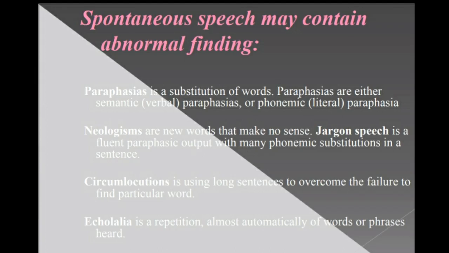Neologisms are new words that make no sense. Their use may be considered a type of paraphasia or word substitution, like using words which do not exist. Jargon speech is fluent paraphasic output with many phonemic substitutions in a sentence. Circumlocution is using a long sentence to overcome the failure to find a particular word. Like the patient says, the thing for writing, for a pencil. So he uses a long sentence to overcome the failure to find the word pencil. Echolalia is a repetition, almost automatically, of words or phrases heard.